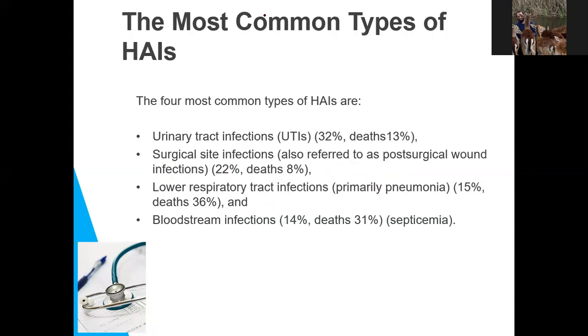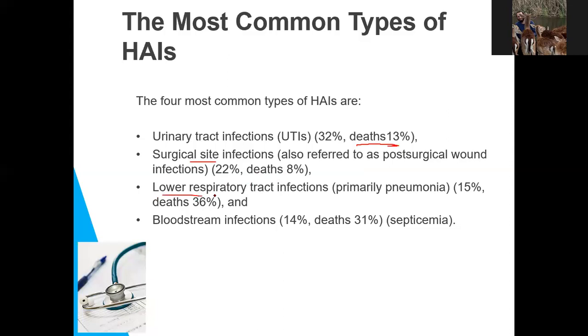We have common types of health acquired infections that usually occur within hospitals or healthcare facilities. In first place are urinary tract infections, as we mentioned, with mortality of almost 13%. Surgical site infections are infections caused by surgery, by deep wounds due to the surgery, usually referred to as post-surgical wounds, which represent 22% with mortality of 8%.